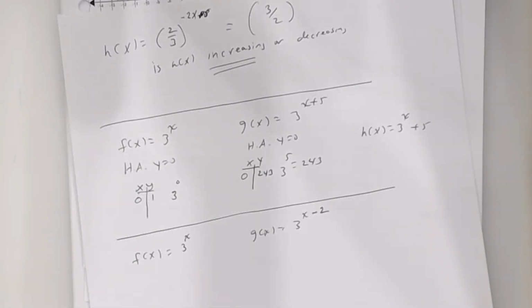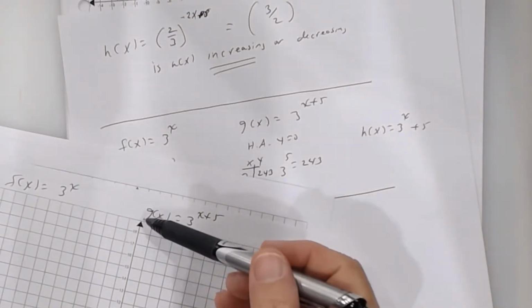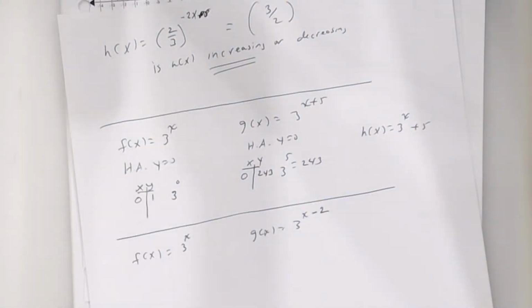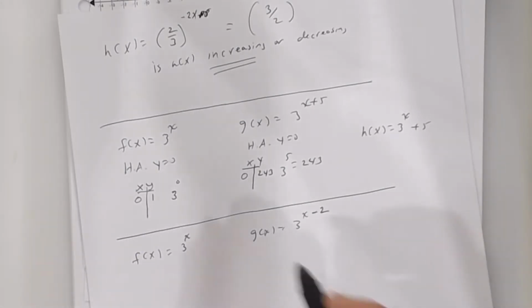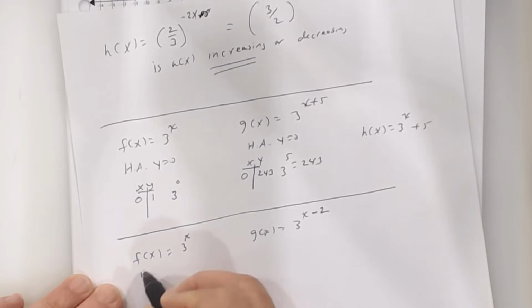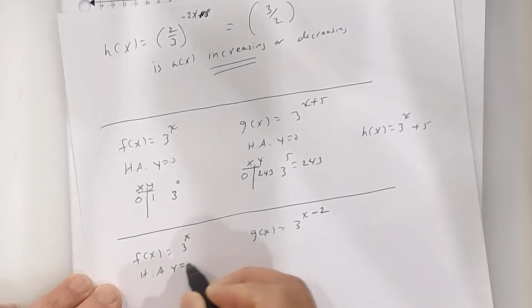That x plus 5 made it too big because if x is 0, what's the y value? 243. It's not even in the plane that we have to deal with. See, it went all the way up to, what, 19? Okay, so we had to change it. But we can still keep f of x. All right, so we found the horizontal asymptote to be y equals 0 in both cases.